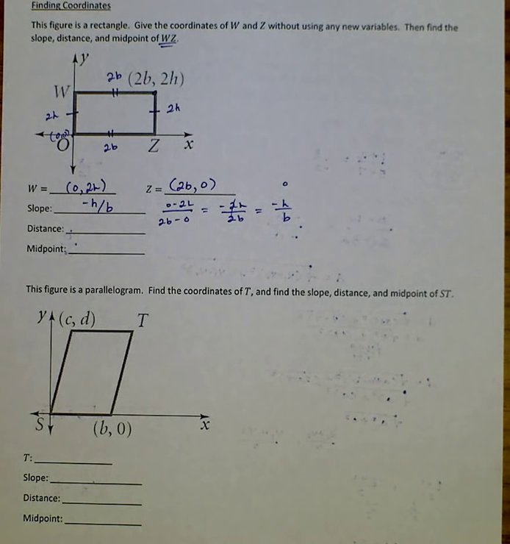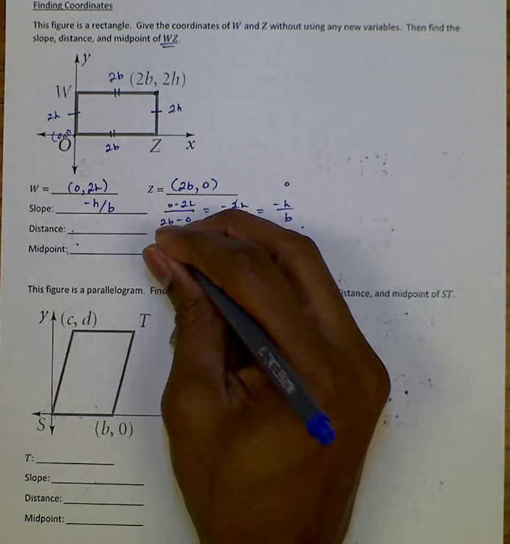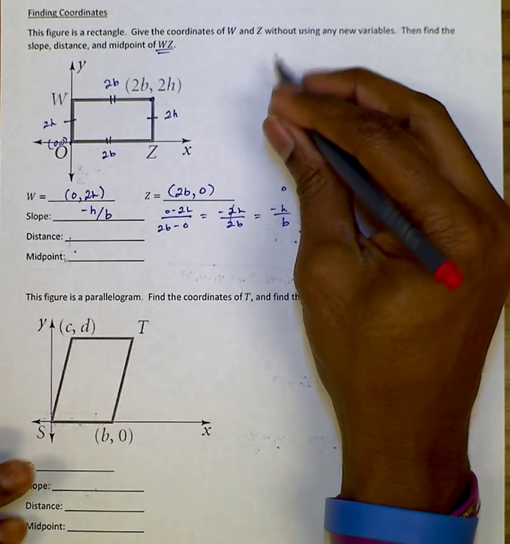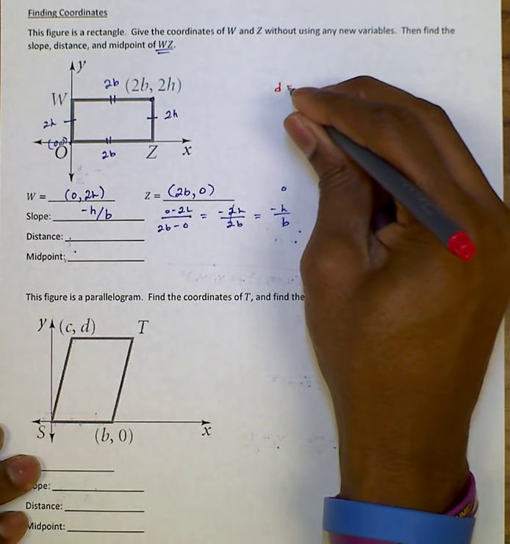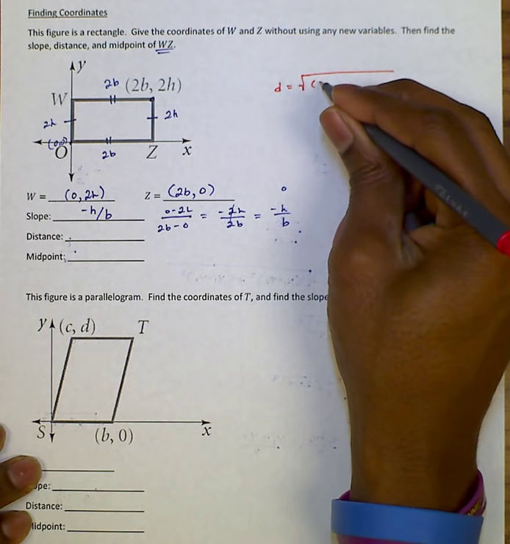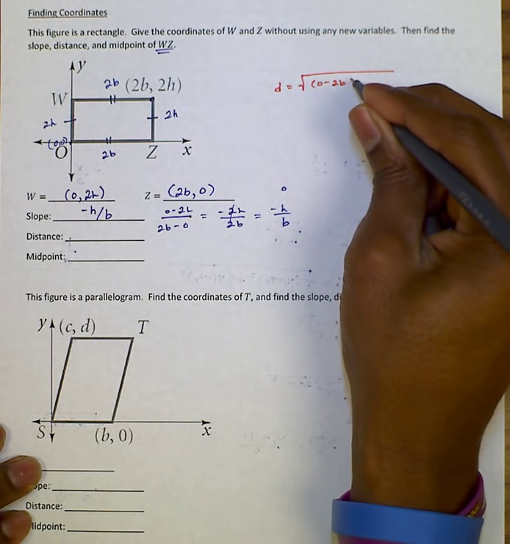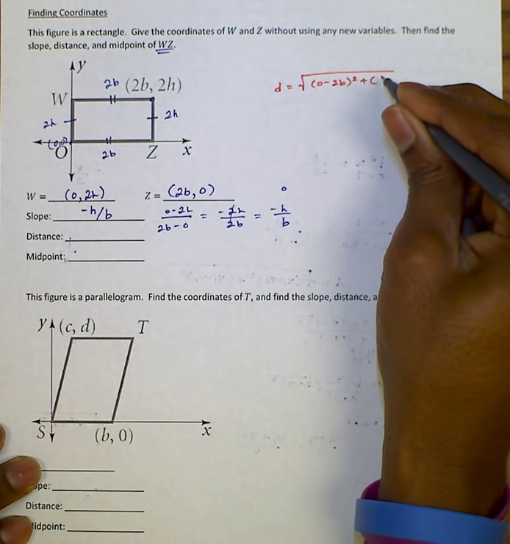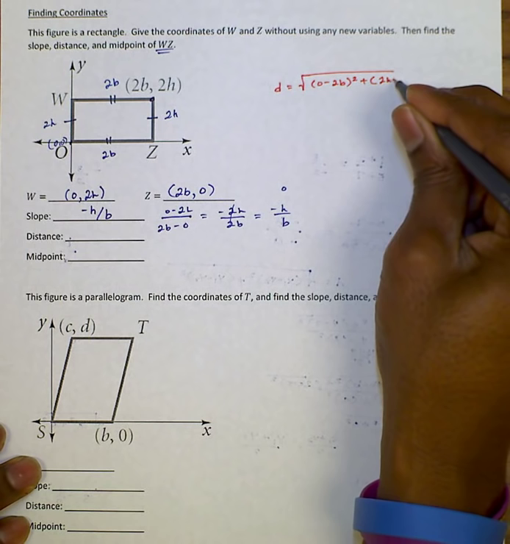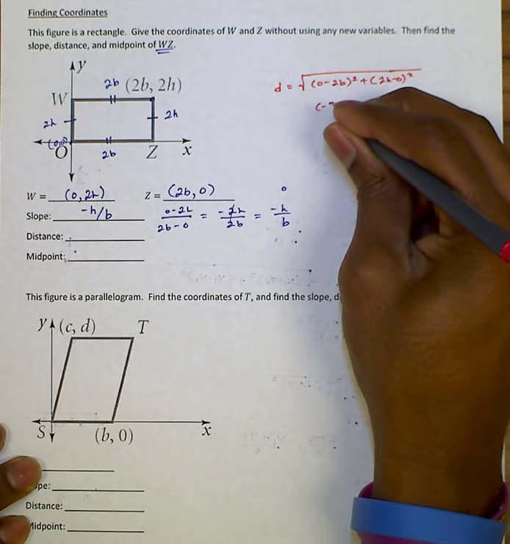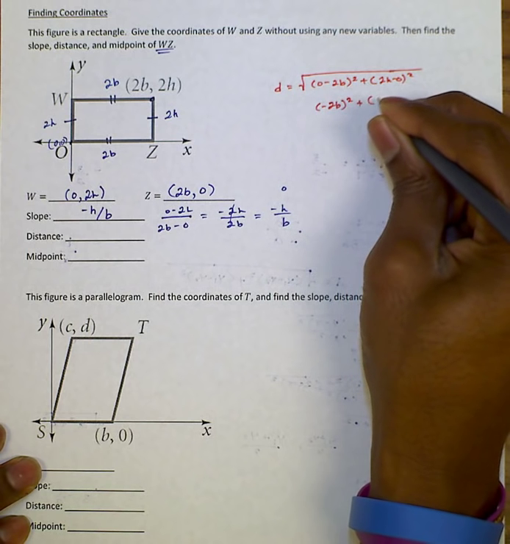Our distance. Okay, we can use that formula. I'll move it over here to use some more space. Change my color up so it doesn't get lost. So distance, again, is the difference of the x's. So we'll do 0 minus 2b squared plus the difference of the y squared. So 2h minus 0 squared. So what we have is negative 2b squared plus 2h squared.